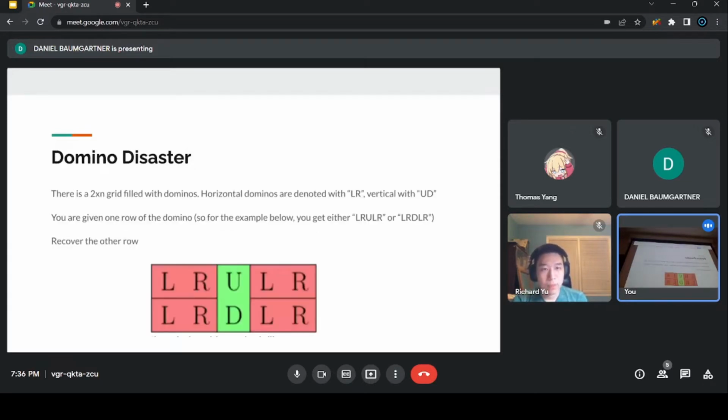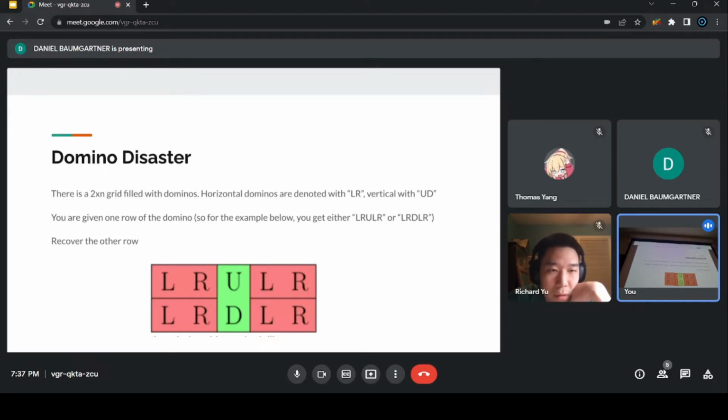Our first problem here is called Domino Disaster. Basically, you're given a 2 by n grid, and you know that it's filled with dominoes. These dominoes are labeled such that when they're horizontal, they are LR, left and right, in their 2 squares. Dominoes are 2 by 1 blocks, just so that's clear.